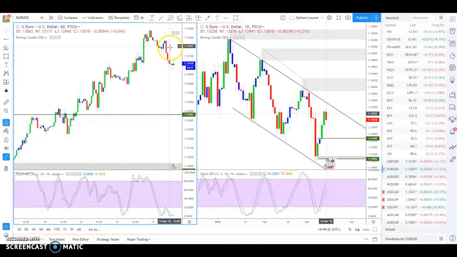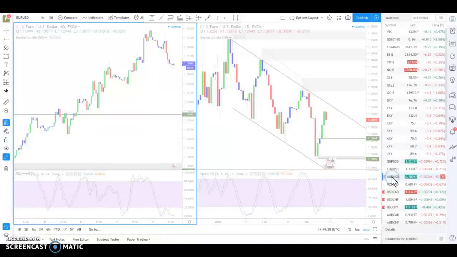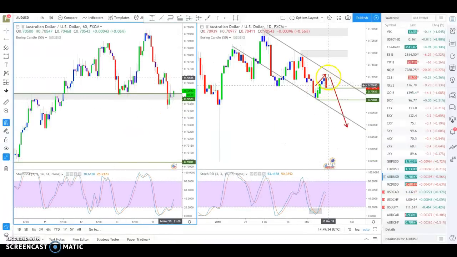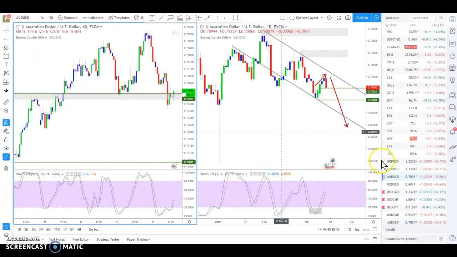Euro USD, it's been blue for a few hours. The opportunity would be shorting up in this area, but it's down low as well. I'm not going to look at scalping this right now. The Aussie USD, same thing. I'll be putting up the EA on the daily here tonight, but for scalping, I'm not going to. It doesn't look very nice. We're moving up on the stochastic RSI, so I'm going to hold tight on that pair.